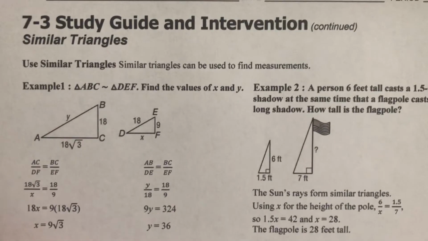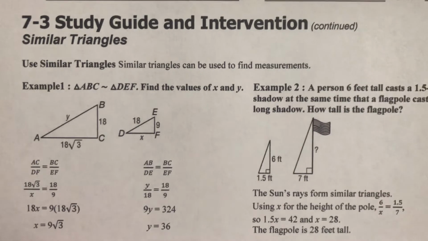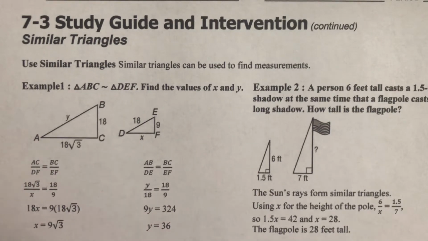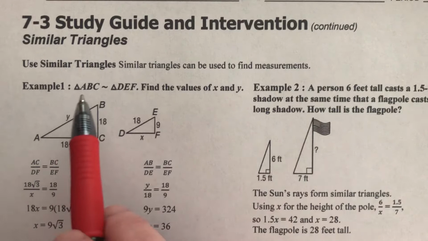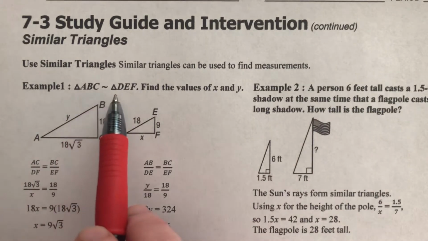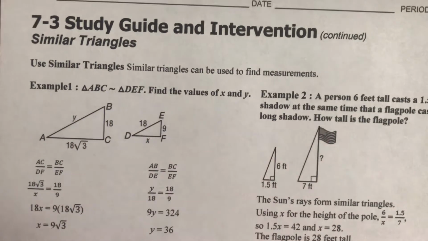This is the second video for lesson 7-3, all about similar triangles. Now we're going to get more into math and adding numbers in and applying the ideas, writing the proportions, and using the AA similarity, SSS similarity, and SAS similarity to find missing values. So here, example 1, triangle ABC is similar to triangle DEF. Find the values of x and y.